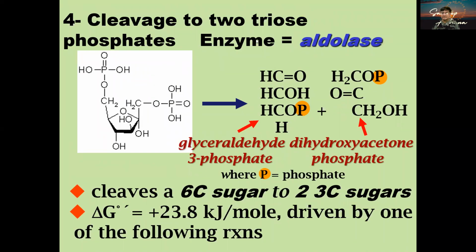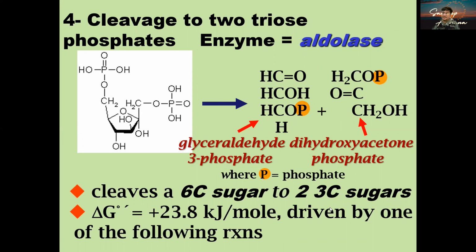The fourth step is the cleavage into two triose phosphates with the help of the enzyme called aldolase. You can see over here, fructose 1,6-bisphosphate is going to be broken into glyceraldehyde 3-phosphate and dihydroxyacetone phosphate, that is DHAP.